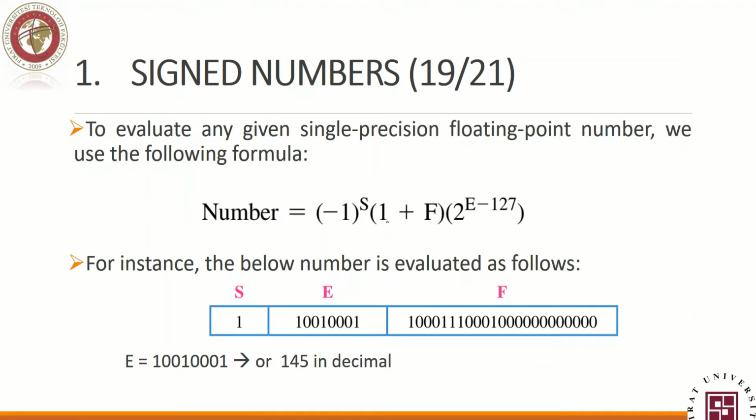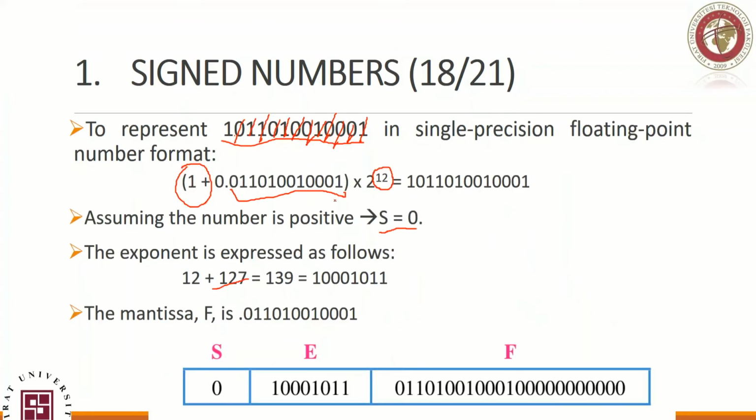Okay? Now look at the one that we removed. We took it from the number. We compensate for it here in the formula, 1 plus the fraction, multiplied by 2 to the e minus 127, the bias that we added. Okay? All right. So if you have a number, for example, this is not the same number here.